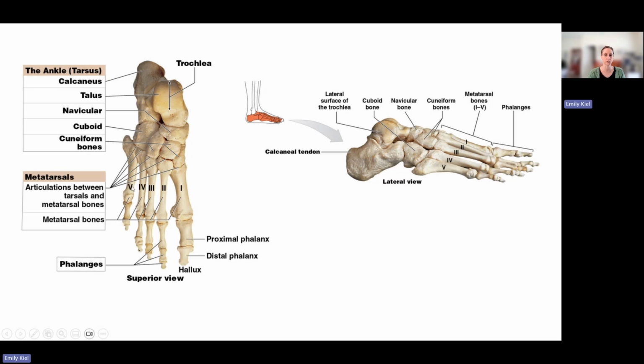Again, we have metatarsals numbered 1 through 5. In this case, we're going to start medial with the hallux. We've got a proximal, middle, and distal phalange in our digits 2 to 5, but remember, in the hallux and the pollex, there's only 2 phalanges.